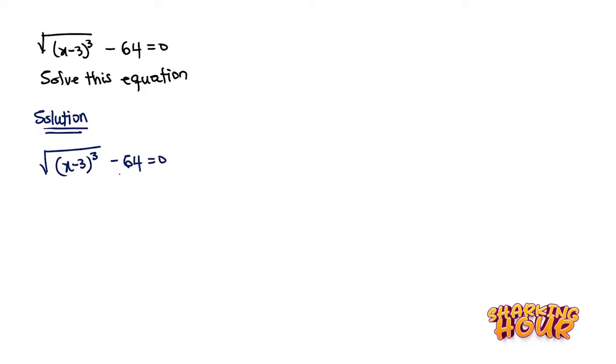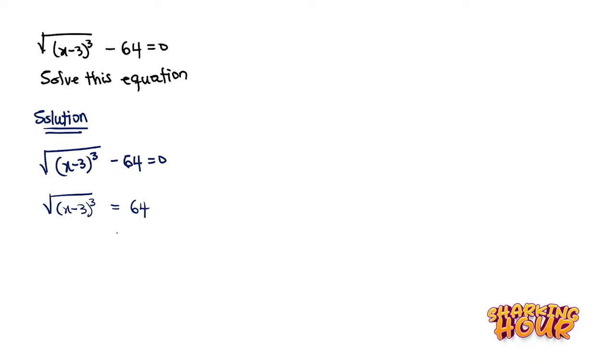So the first thing I do is I move the negative 64 across the equal to sign to the other side. Now once it goes there, the negative becomes positive because we are moving the number across the equal to sign. So from here, I will have my root of (x minus 3) cubed, the same as I have over here. Then my equal to sign will come, and then my negative 64 comes here and becomes positive 64. So this is now the expression that I have.